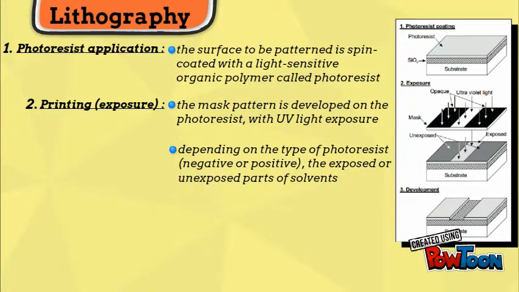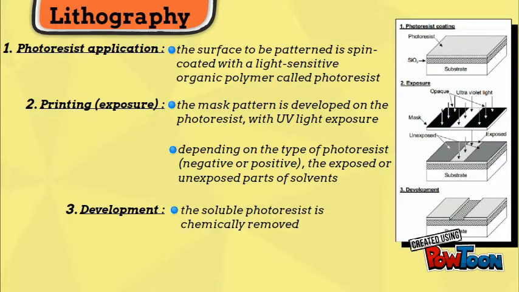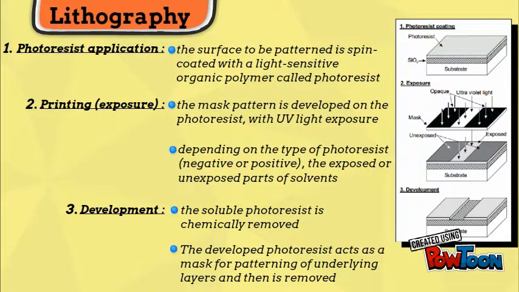Depending on the type of photoresist, negative or positive, the exposed or unexposed parts dissolve in solvents. Development. The soluble photoresist is chemically removed. The developed photoresist acts as a mask for patterning of underlying layers and then is removed.